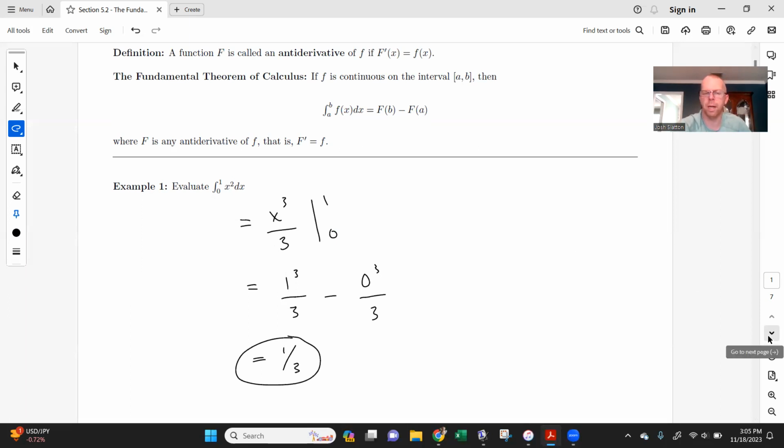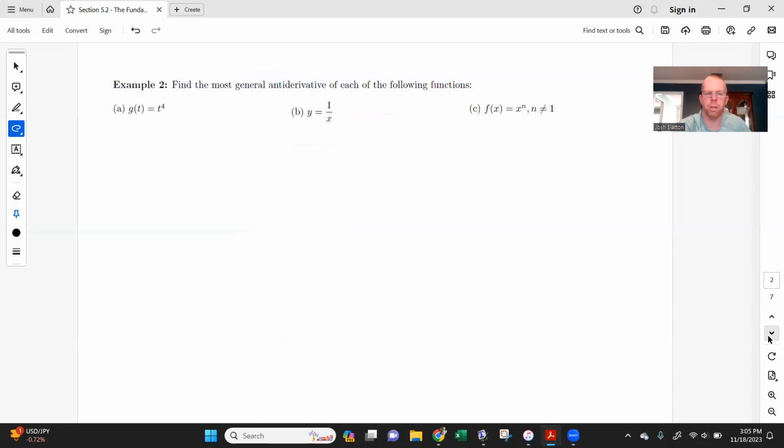So we're essentially doing the opposite. Now, it's not always that simple. The more complicated the function is, the more complicated it is to get the antiderivative. But there are methods for doing that, which we'll talk about a couple of them in this course as we go along. All right, so now, number 2, find the most general antiderivative of the following functions.